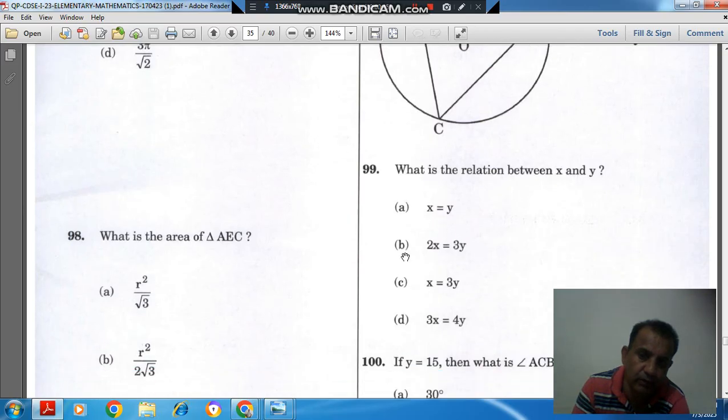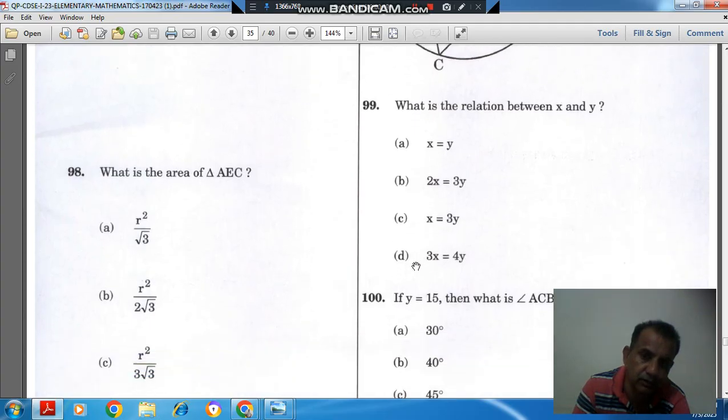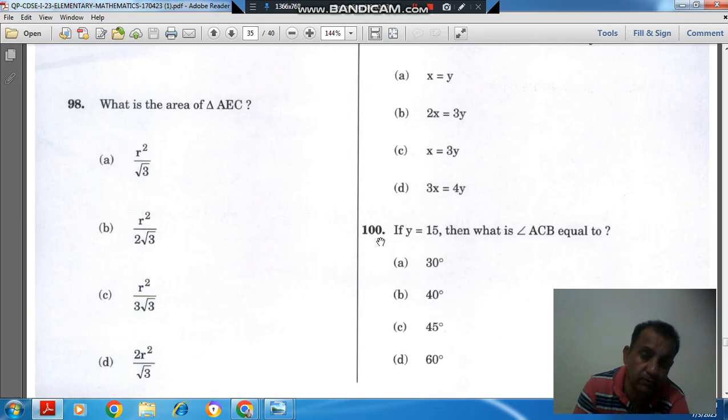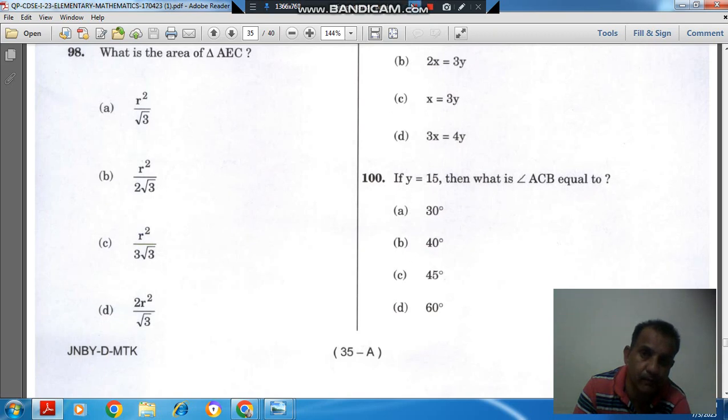Option A, X is equal to Y. Option B, 2X is equal to 3Y. Option C, X is equal to 3Y. Option D, 3X is equal to 4Y. And question number 100: if Y is equal to 15, then what is angle ACB equal to? Option A 30 degree, option B 40 degree, option C 45 degree, and option D 60 degree.